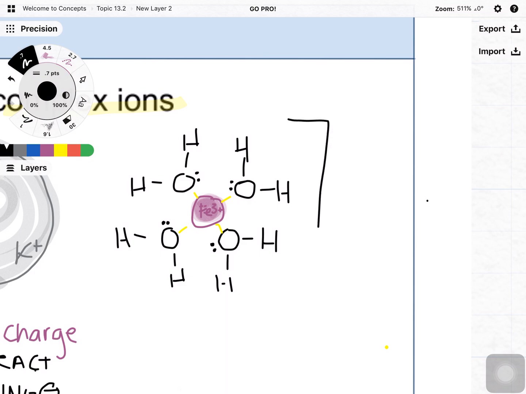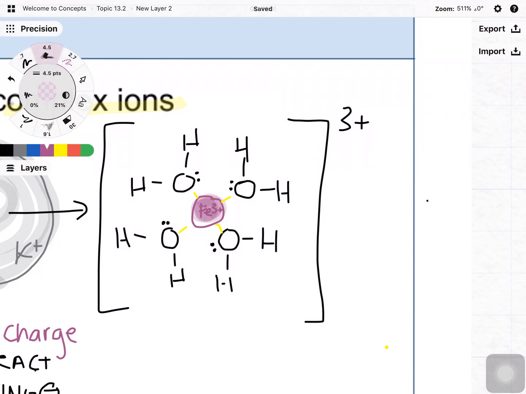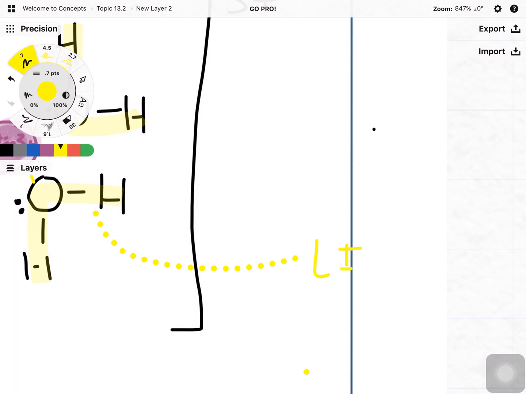Okay, and this entire thing has a charge of 3 plus. So it is an ion because it is charged, but it's complex because it has more than a few atoms within it. Let's take a look at each of the different parts. So each of these water molecules, which are bonded to the central atom, the central ion, are known as ligands. So these guys are known as ligands. Let me write that down. Ligands.